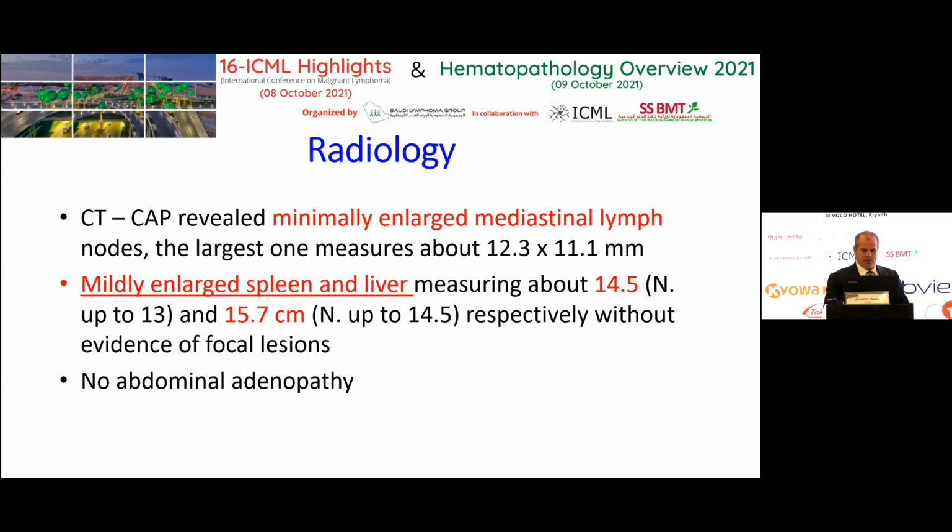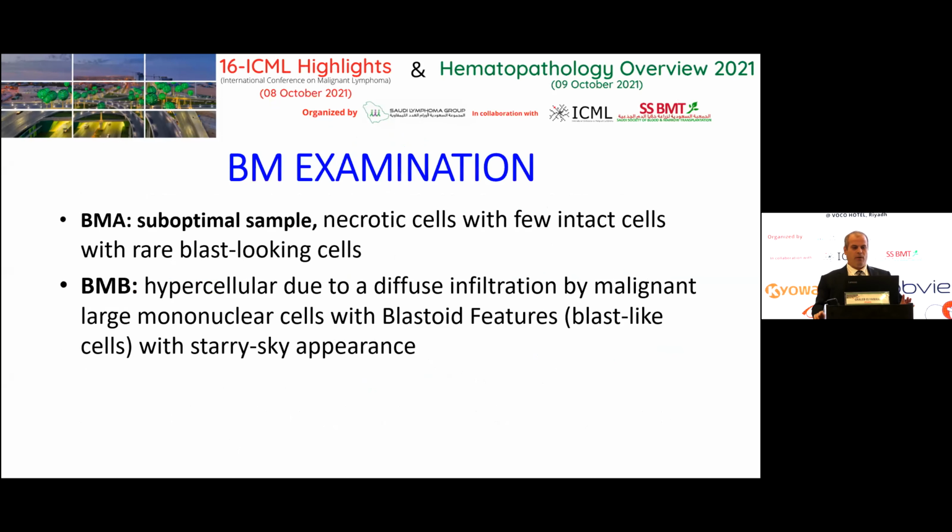So the patient did radiology, which confirmed a minimally enlarged mediastinal lymph node, mildly enlarged spleen and liver, 14.5 and 15.7 centimeters respectively. No abdominal lymphadenopathy. Okay, so the patient went to the bone marrow. The bone marrow aspirate, unfortunately, is suboptimal. Necrotic cells and a few intact, rare blast-looking cells.